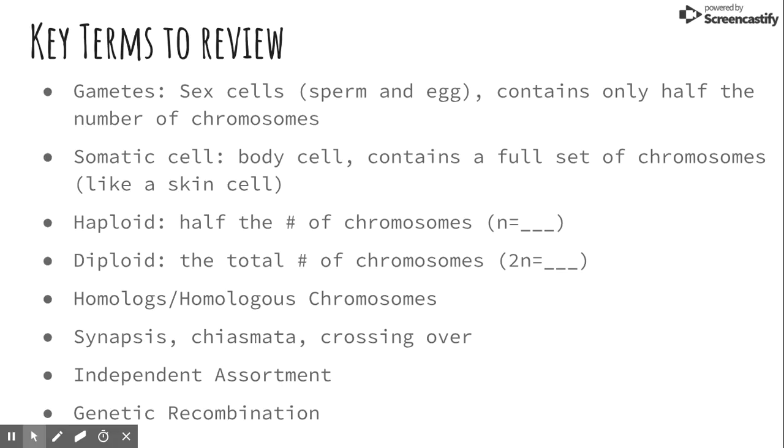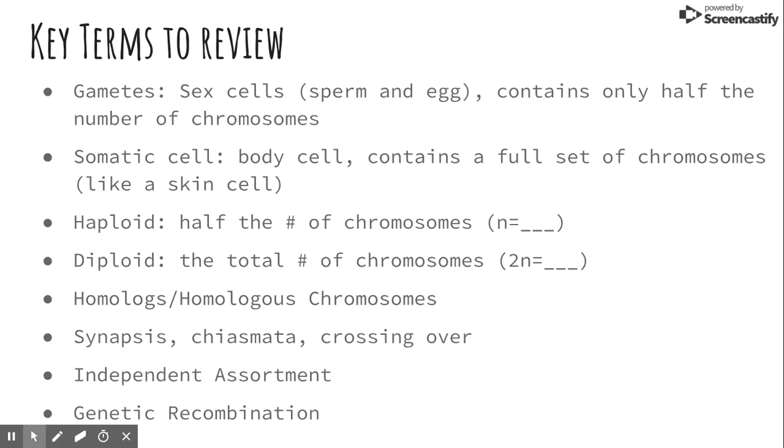Haploid, remember, we can represent that as N. We can represent the total number of chromosomes in a diploid cell as 2N. So in humans, our diploid number, 2N, is 46 because that's the total number of chromosomes we have. And then we have the haploid number, which is 23, which you'll remember humans have 23 pairs of chromosomes. And if we take 23, multiply it by 2, we get our diploid number of 46.